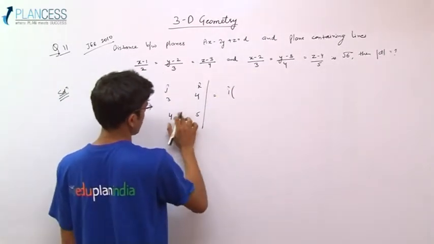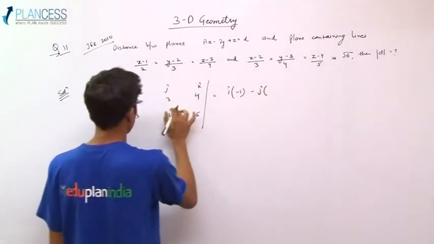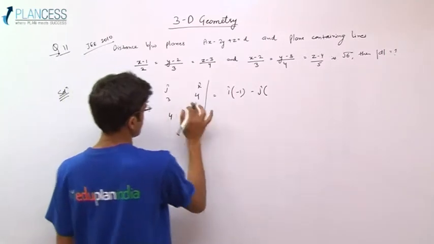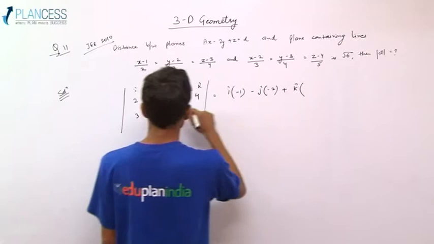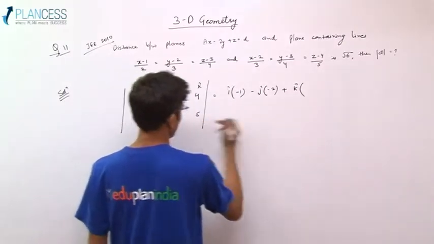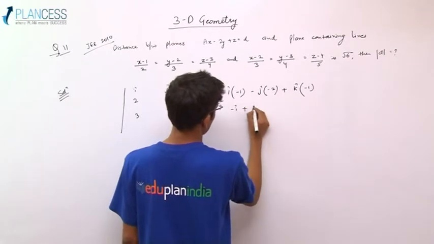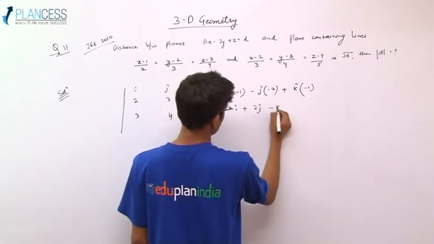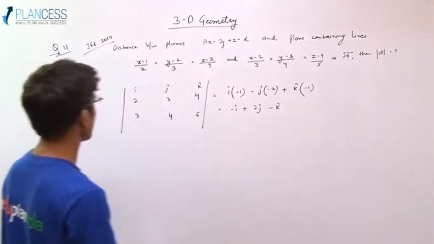3 times 5 is 15, minus 16 is minus 1, minus j cap, 10 minus 12 is minus 2, plus k cap, 8 minus 9 is minus 1. So this is minus i cap plus 2 j cap minus k cap. So this plane should also be parallel to this plane.